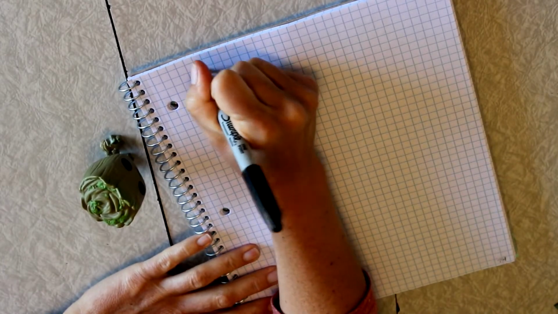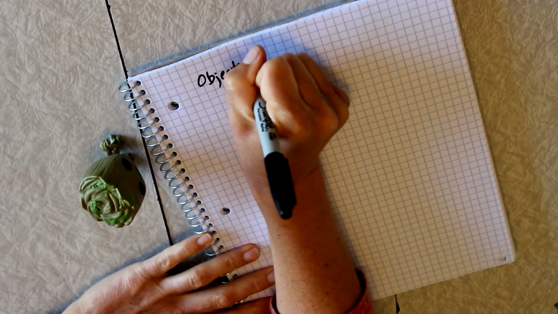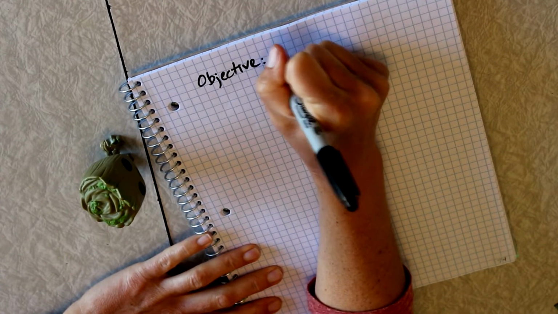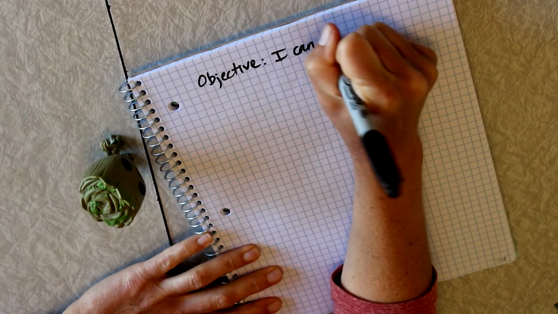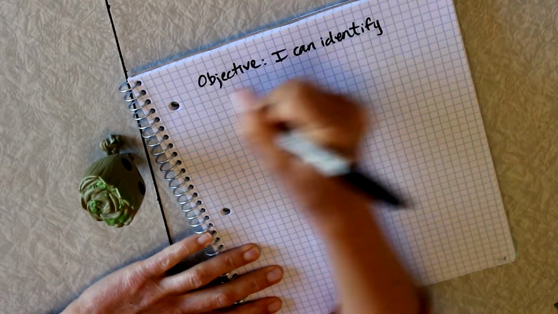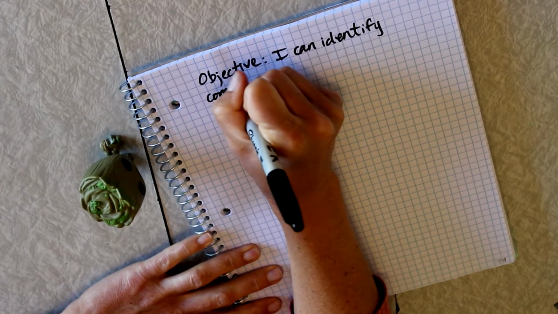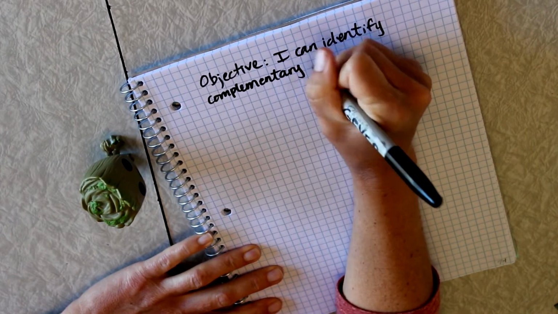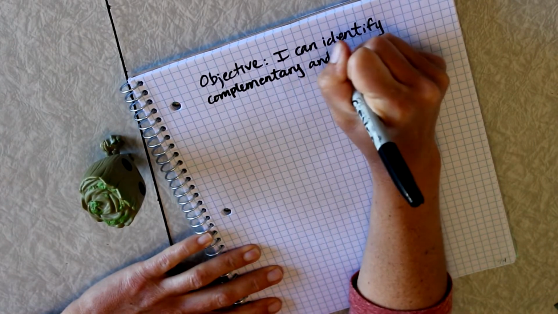Hi guys! So our objective today is: I can identify complementary and supplementary angles. So let's get that written down. This is on page 74 of your ISN. So, I can identify complementary and supplementary angles.